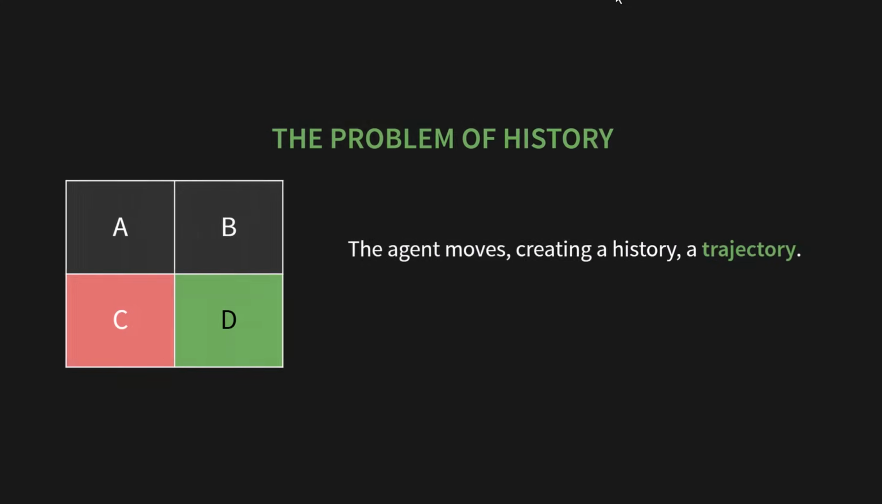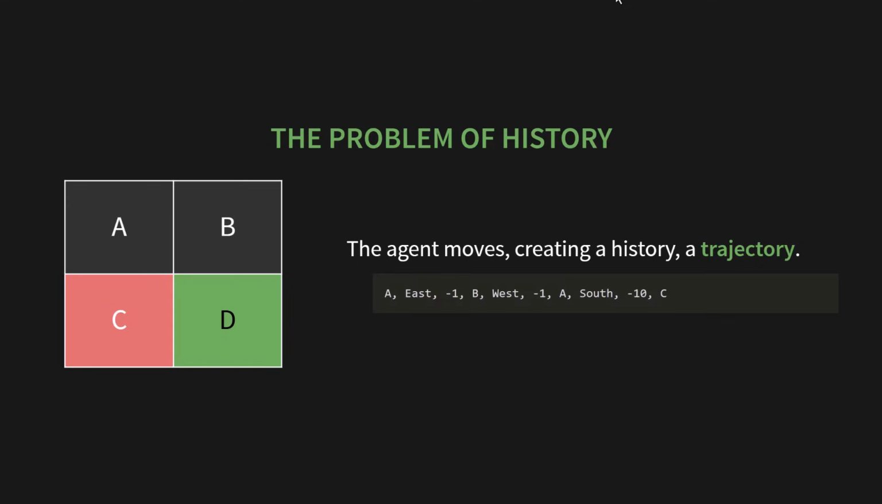Okay, let's face the big problem head on. We have our agent. It's moving through its world, creating a history, a trajectory. As you see on the screen, it could be something like start at A, go east, get -1 reward, land at B, then go west, get another -1, end up back at A, then go south, get -10, and fall into the pit at C.